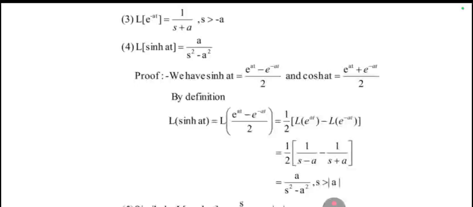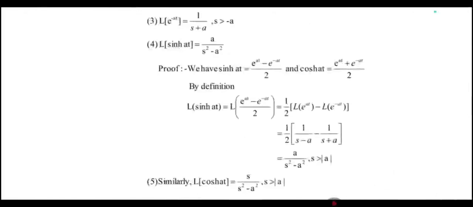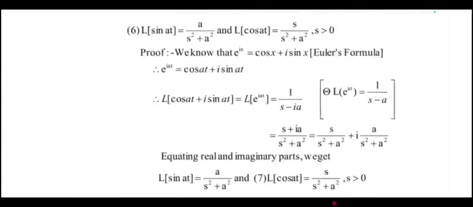Similarly, we can prove for L of cosh at, that is s by s square minus a square. The next result is L of sin at, that is a by s square plus a square, and L of cos at, which is equal to s by s square plus a square. For both, s must be greater than 0. Now we are going to prove both by using Euler's formula.